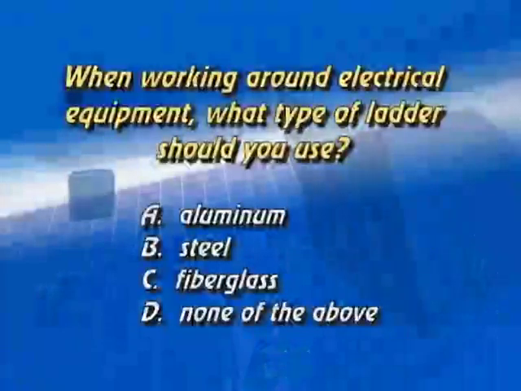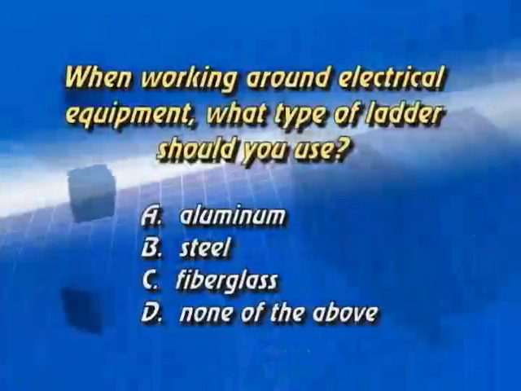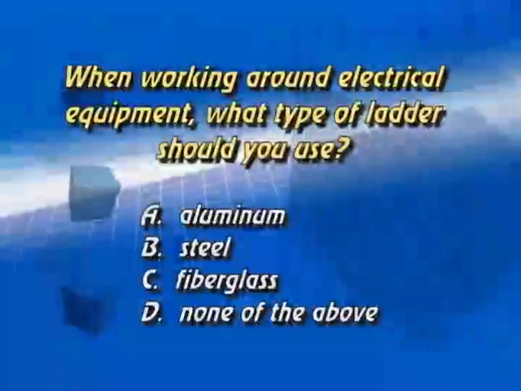Number 71. When working around electrical equipment, what type of ladder should you use? Aluminum, steel, fiberglass, or none of the above? Actually, the aluminum and steel are quite dangerous when used around electrical equipment. If you should by chance happen to move that ladder into contact with a live wire, it's an excellent conductor and you don't want to be anywhere near that ladder. Fiberglass does not conduct electricity very well at all. So fiberglass would be the answer.